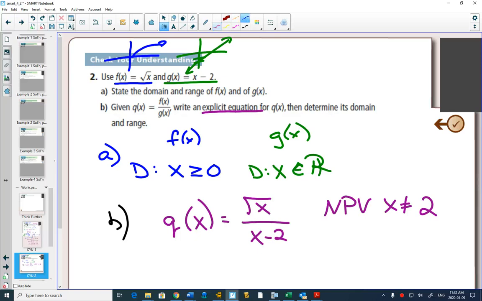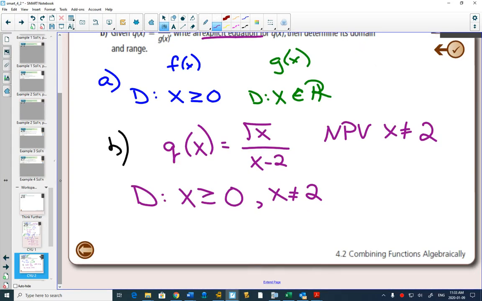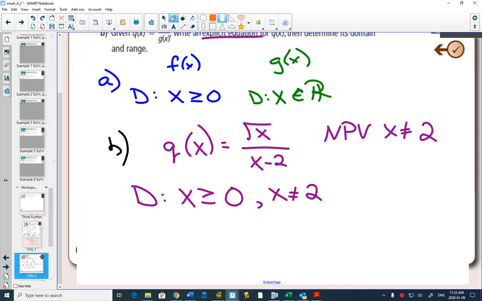Now we want to find the domain and range. The domain is going to be the easy part. It has to be the overlap of the domains above, so we can only take when x is bigger than or equal to 0. We also have to consider our non-permissible value. X can't equal 2. So that's what's added with division questions. You have to think about the non-permissible value as well. And just like before, the best way to find out the range is to draw the graph.